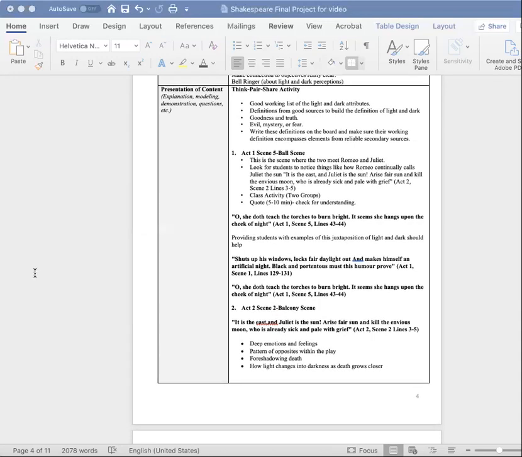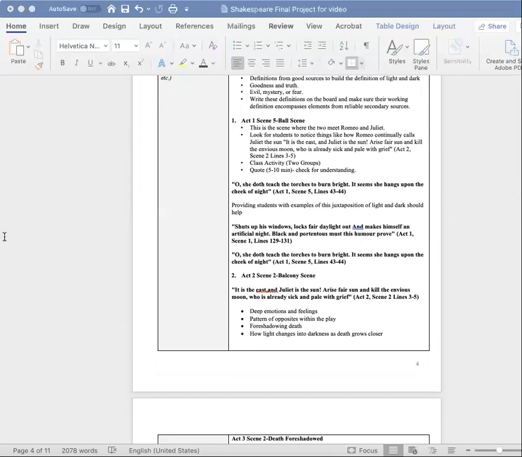All right, let's go ahead and move on to Act 2, Scene 2, which is the balcony scene. So this is going to focus on the quote that we already touched on in the first section, "East and Juliet is the sun." And this quote is an excellent segue into their individual worksheet, discussing the tie to light and dark. You could have students consider things like deep emotions and feelings, and if these things connect to the darkness.